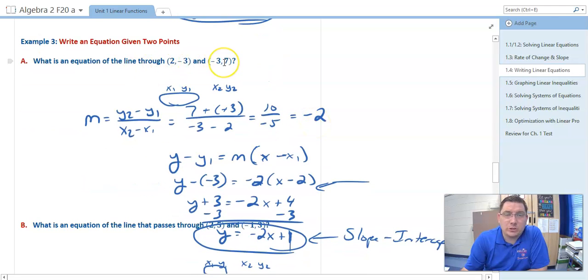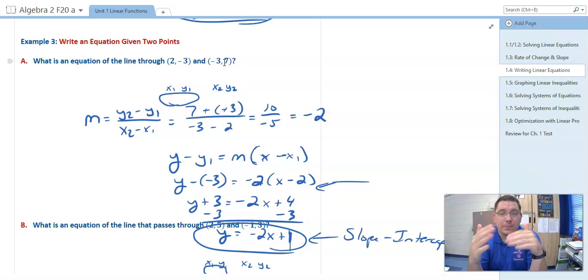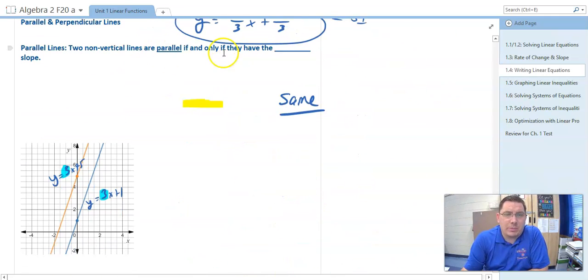So if I'm given 2 points, remember the best thing to do is label them x1, y1, x2, y2, find the slope first, then work your way through point slope form, right? And then work your way through to get it to slope intercept form. And then we can talk about parallel and perpendicular lines.